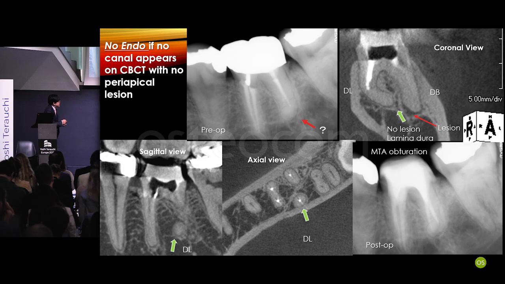You see intact lamina dura around the distal lingual root. But you see a lesion associated with the distal buccal root. So because of that, I didn't touch the distal lingual root canal. And I don't see any root canal in the distal lingual root. Maybe calcified. So I don't need to instrument and break into the calcified canal.